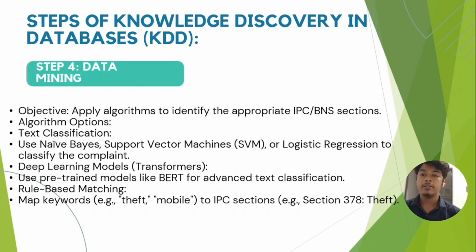For step four, mining data or data mining, the objective is to identify the appropriate IPC or BNS section. The main step of data mining is to find patterns. We can use text classification using Naive Bayes, support vector machine, or logistic regression. Deep learning models or transformers. Use pre-trained models like BERT for advanced text classification. Rule-based matching. Map keywords like theft, mobile, to IPC sections. For example, 378 is of theft.